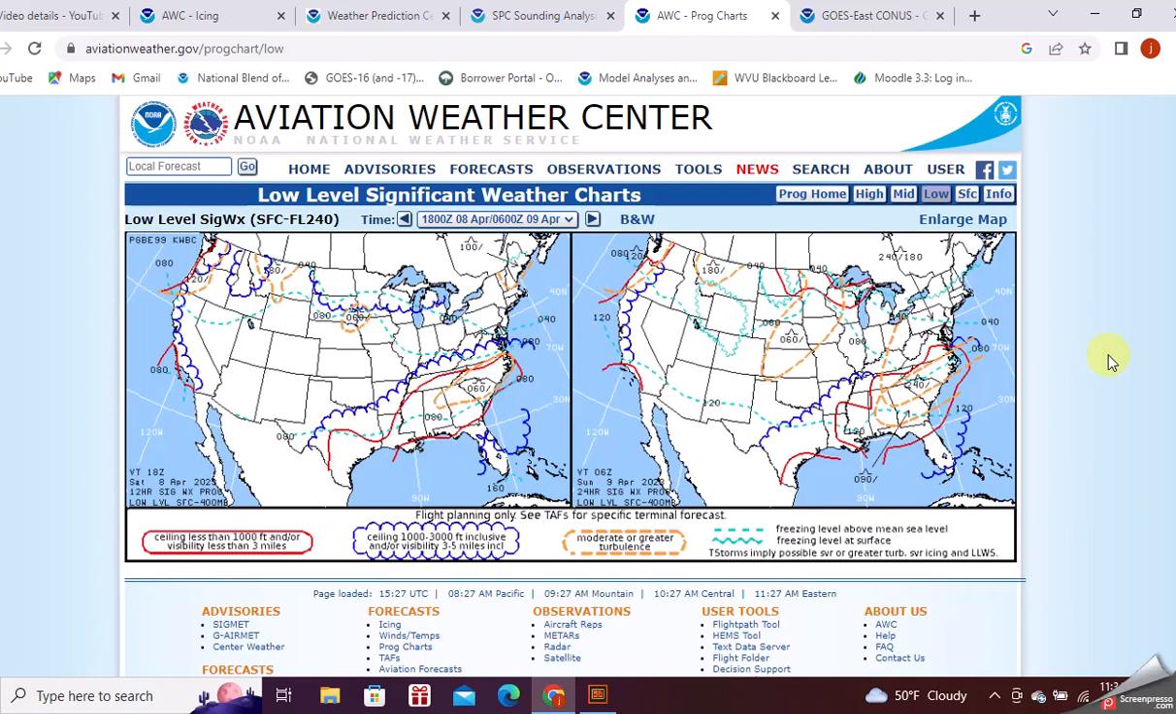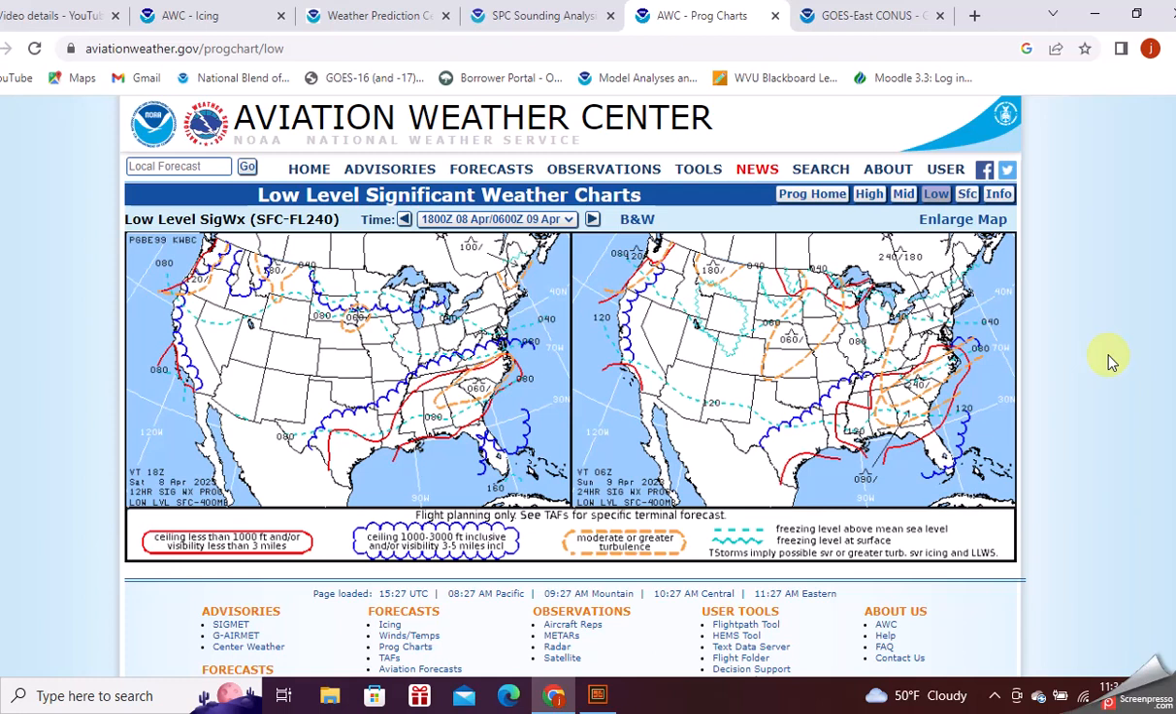One of the best things to know is, okay, if I'm going in this route and I am only a VFR rated pilot, what does that mean? Visual flight rules: above 3,000 feet ceiling, and over 3 miles visibility. I'm good to go if I have that.